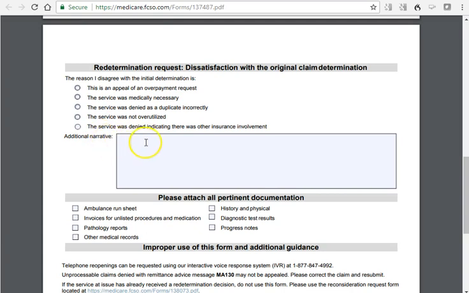What we would do then is apply additional narrative here, explaining exactly why we think what we think, attaching all additional pertinent documents. Now, anytime we appeal a claim, we have to have collateral or backup material to essentially validate why we believe that claim was improperly paid or improperly denied. This will always be the case.